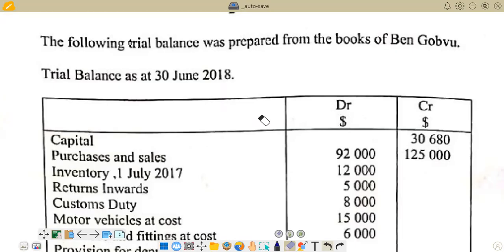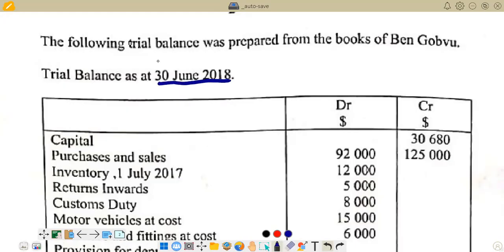Right. For today, we want to look at the financial statements, that is the balance sheet and the statement of comprehensive income, which is the income statement, for a sole trader. This is the question that we have, and the question reads: the following trial balance was prepared from the books of Ben Kopu, and the trial balance is at 30 June 2018. So this is where the year is ending. It's ending on 30 June 2018. Very important to take note.